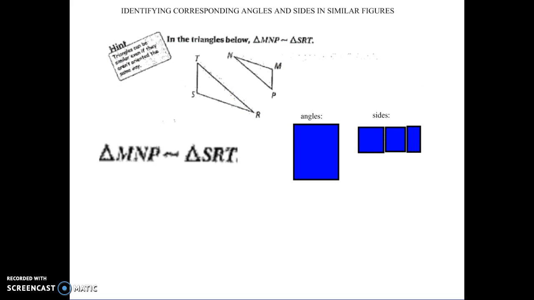Okay, so here's our first example. This is identifying corresponding angles and sides in a similar figure. Basically, I want you to be able to look at a similarity statement and know how to set up the corresponding angles and sides.